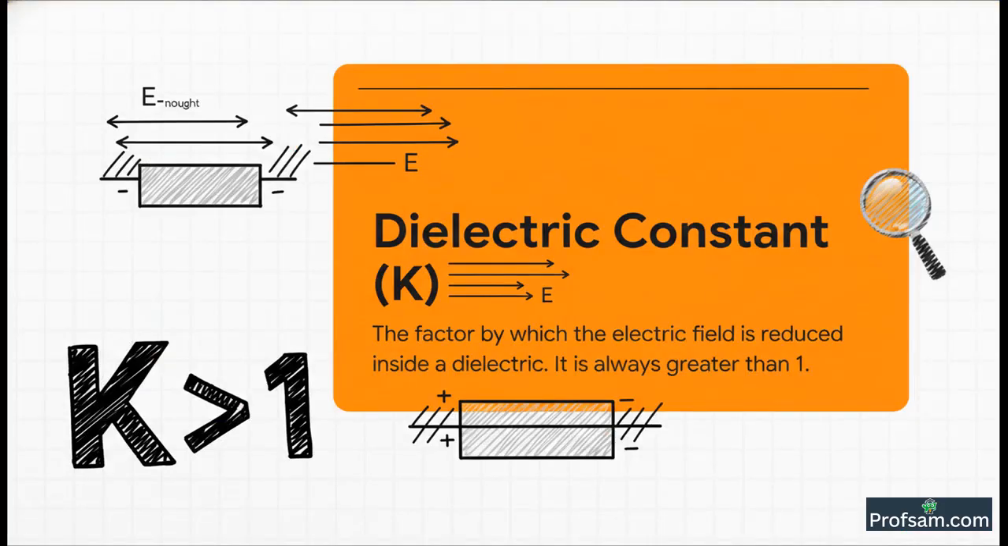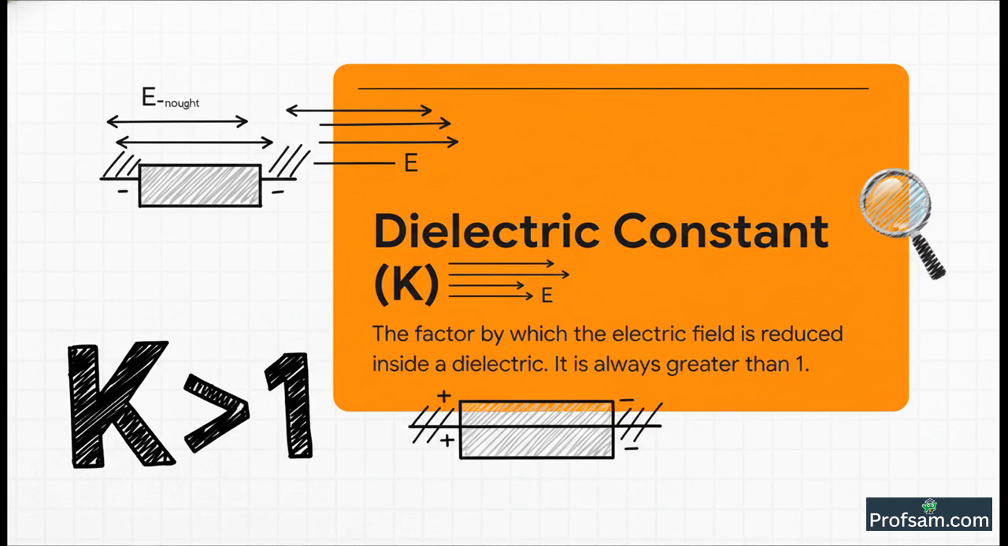All right, let's get the formal definition down, because this is very important for your exams. The dielectric constant, K, is defined as the factor by which the electric field is reduced inside a dielectric. And the formula is super simple. Just remember this. K equals E naught divided by E. That's it. Here, E naught is the original, strong field you started with, and E is the new, weaker field that's left inside the material.